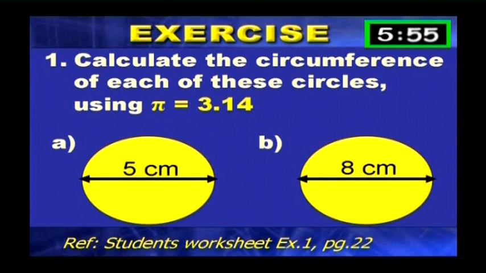You have exercise 1 now on the screen. It says, calculate the circumference of each of these circles using pi 3.14. You are using the value of pi given as a decimal. Remember, the diameter is given. You can refer back to the working out in your student workbook.